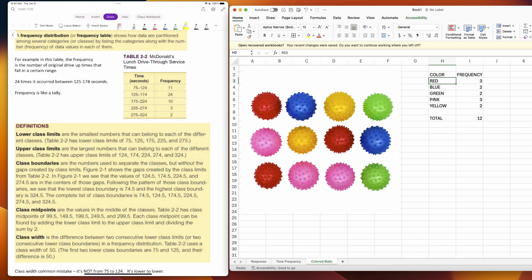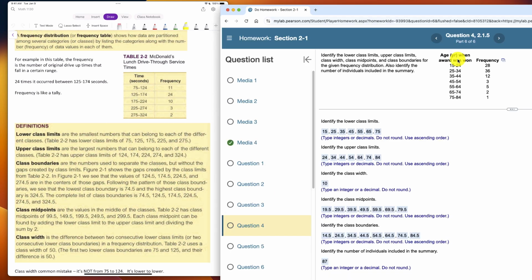Let's look at an example so you can understand what I'm talking about. So here's a problem. Has the same kind of idea. Age, and then the frequencies, and it's asking for lower class limits. You just write it in. This is a problem in your homework, number 4. All the lower ones. Then the upper class limits, all the upper ones, the one on the right side of the limit. Then let's go down to the boundaries.